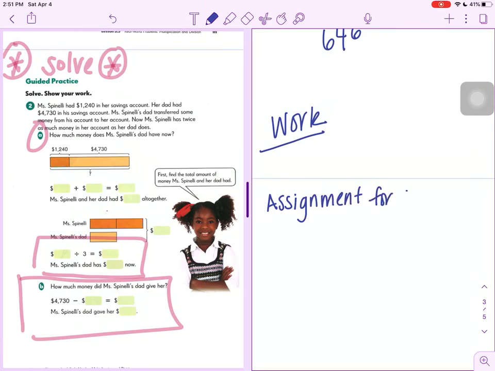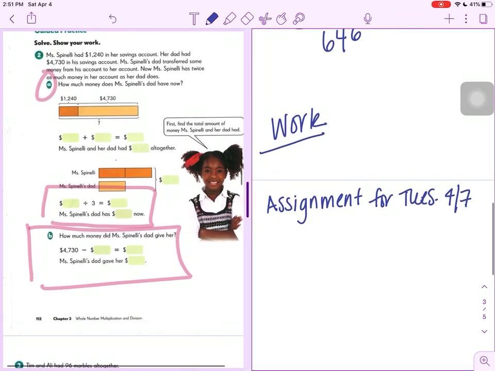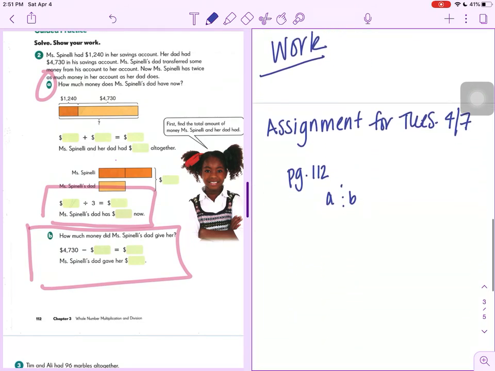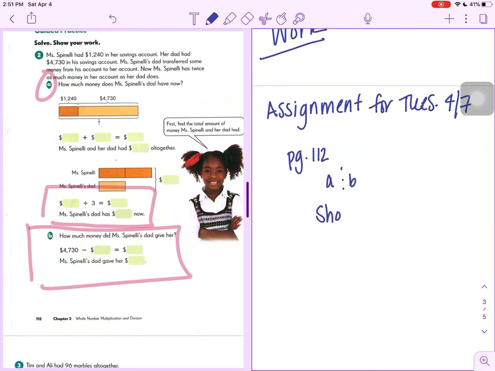So your assignment for Tuesday, 4/7, is to do page 112, A and B. Show your work. Post on Seesaw in the home learning class.